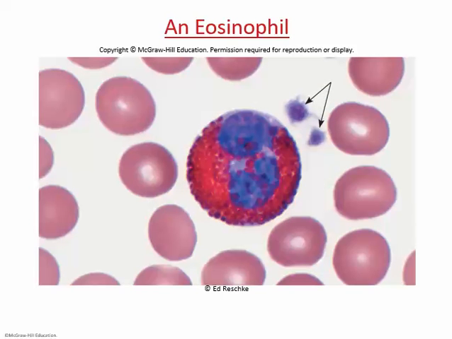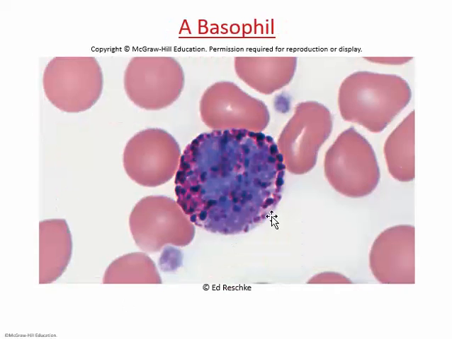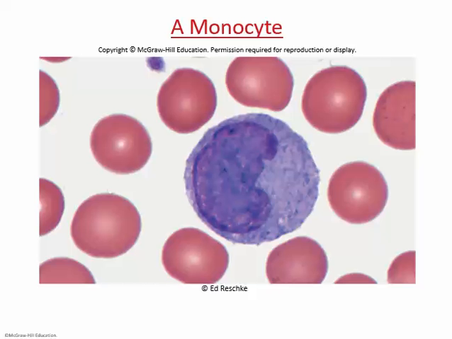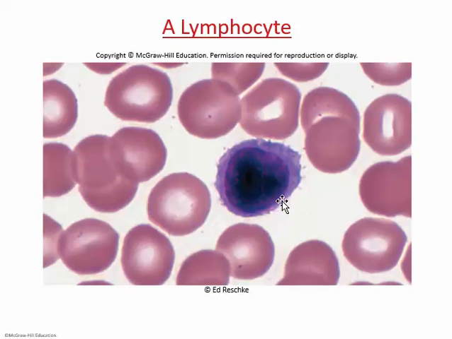Eosinophils, the granules all stain red, tends to have 2 lobes in the nucleus. Basophils, the granules stain blue, and again, usually 2 lobes in the nucleus. Monocytes, no granules, very large nucleus, and a fair amount of cytoplasm. Lymphocytes, very little cytoplasm, very large nucleus, no granules.